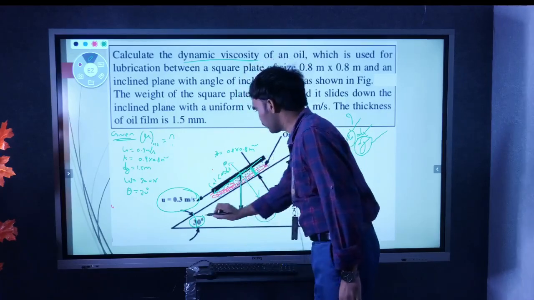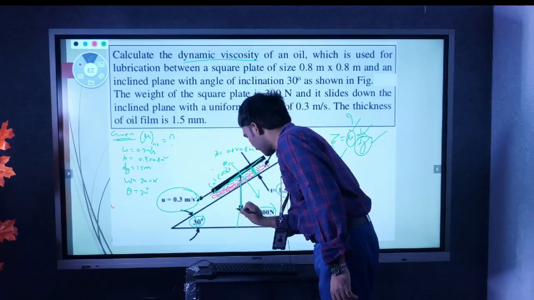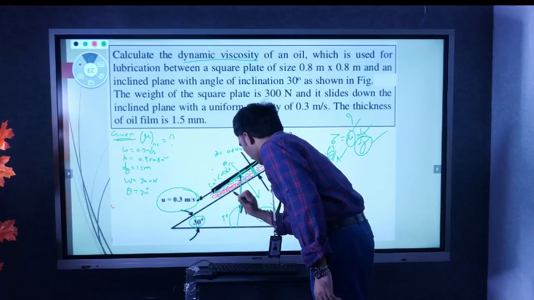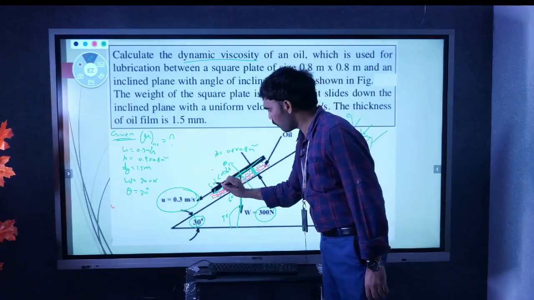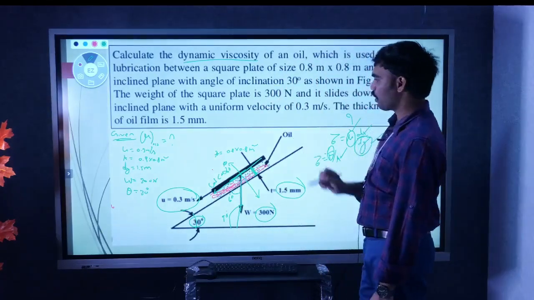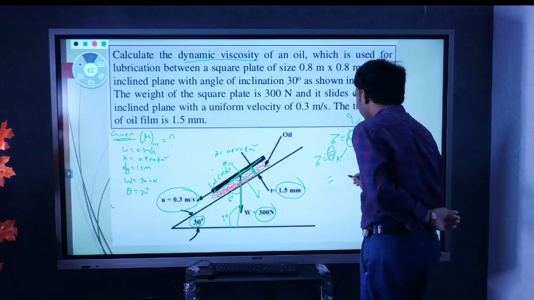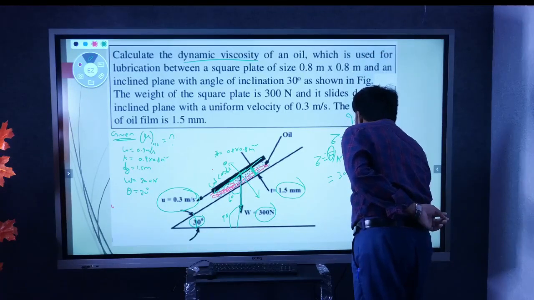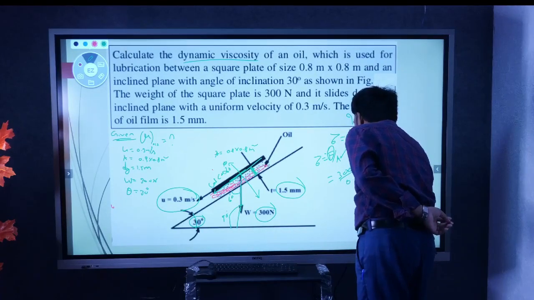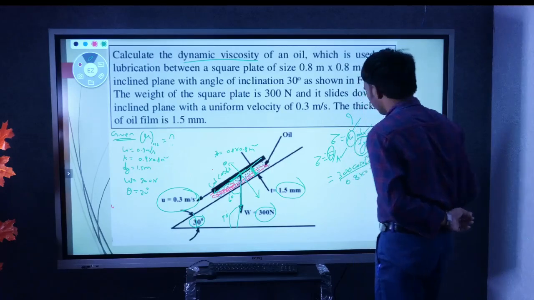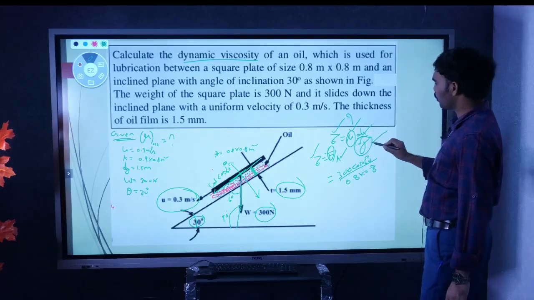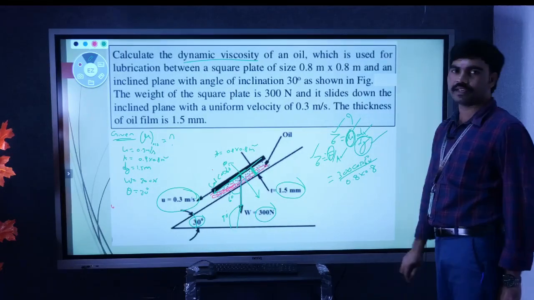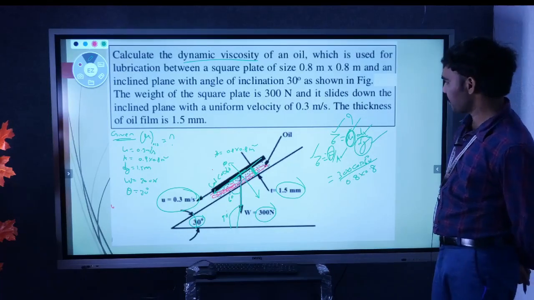W cos 60, because this is 30, and if you say this is 90 and this is 60 degrees. This is 60 degrees, so this one will be W cos 60. So W how much? 300. So force is 300 cos 60 divided by area. How much? 0.8 into 0.8. So you will get shear stress. So now you know shear stress, you know du, you know dy, you can calculate dynamic viscosity, right?